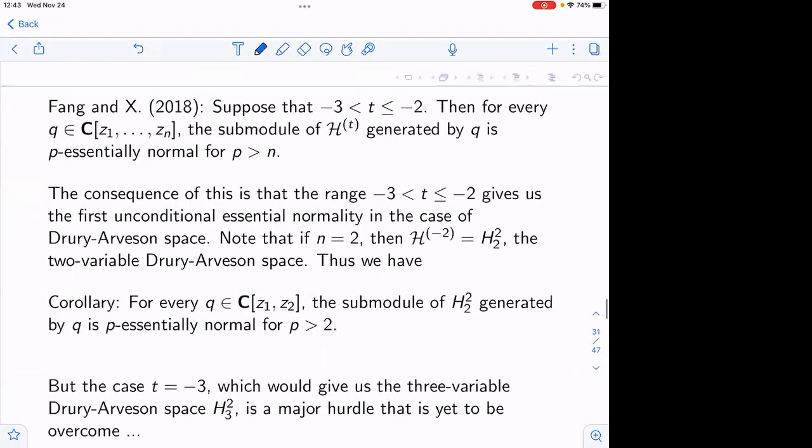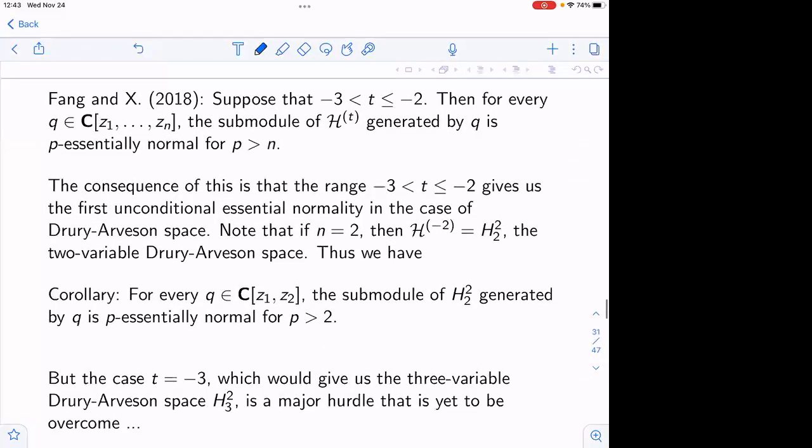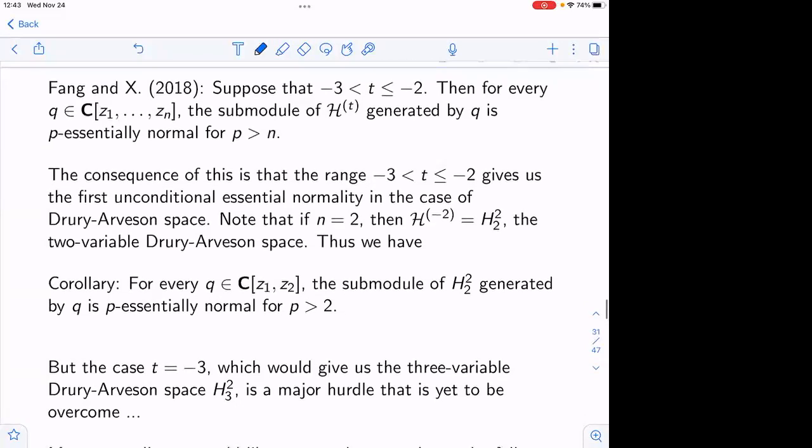Well, later in 2018, we actually improved our results so that this range of weights are now covered. So if t is anywhere between -3, being strictly greater than -3, but less than or equal to -2, then any submodule generated by any single polynomial of HT is p essentially normal.